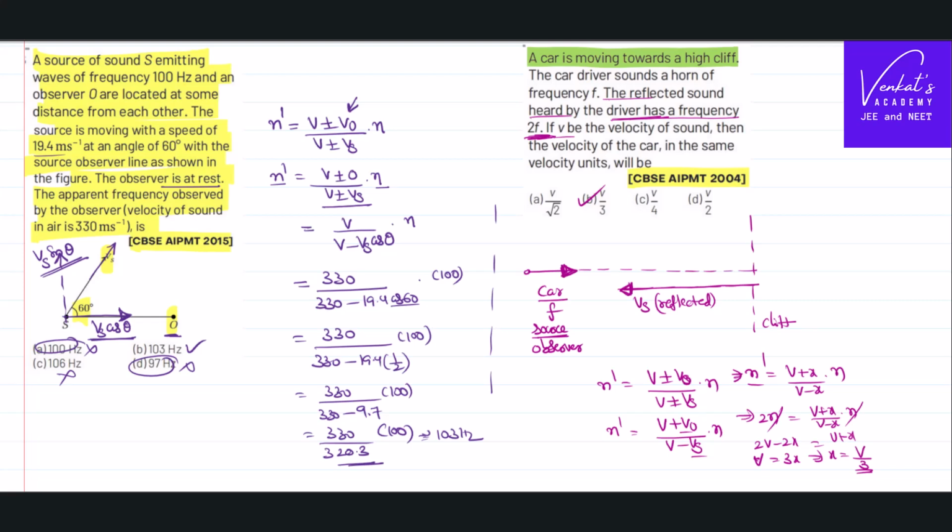That's how we have to solve the problems of the Doppler effect. The most important formula of the Doppler effect is this formula. You have to understand carefully when to write a plus and when to write a minus. I have made a detailed derivation video, so you can go through it and understand in detail how we get that formula and how we can use it.